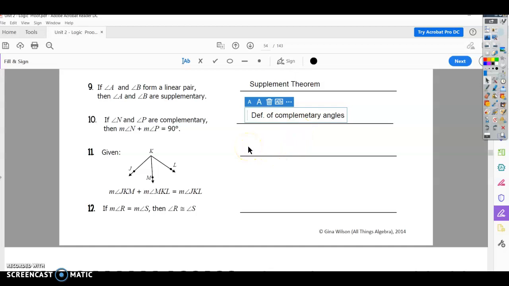Number 11, given the measure of angle JKM, so the measure of JKM here, plus the measure of MKL here, equals JKL. So it's saying the two smaller angles equal the larger angle. So that's going to be the angle addition postulate.